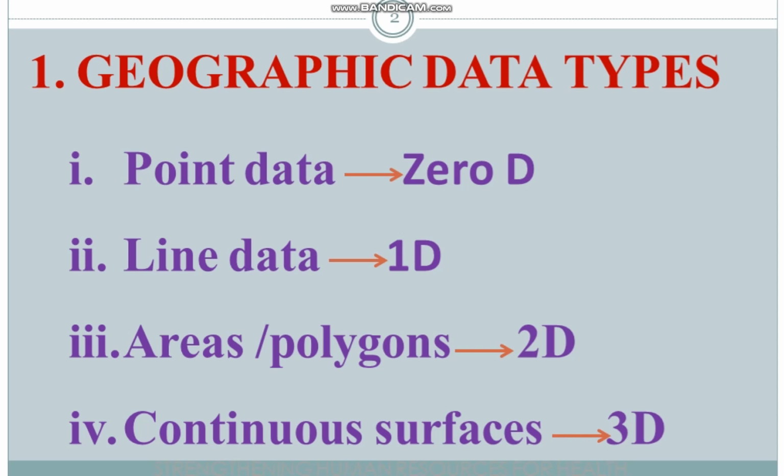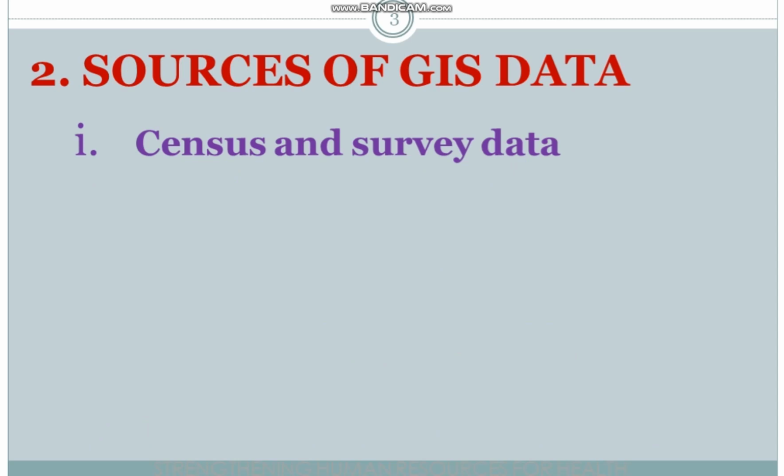The fourth one is continuous surface. As you can understand from the term itself, continuous means without interruptions. It is a 3D data type, having length, width, and breadth. Elevation can be an example, as can rainfall or population density, perceived as continuous surfaces. In the advanced sessions, we will see the so-called vector and raster data. By then it will be clearer, but for the time being, geographic data types can be categorized under the four aforementioned ones.